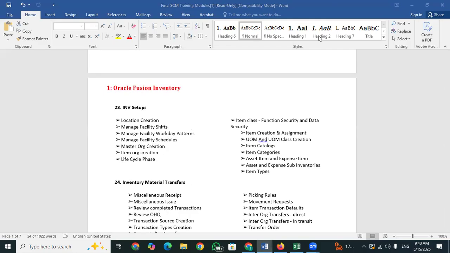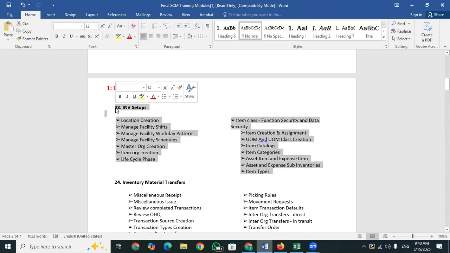Then for that, you can see here, the first module is inventory. For inventory creation, once the business unit is created, then inventory comes into the picture. Under inventory, we have some configurations. This is the straight question the interviewer is asking.